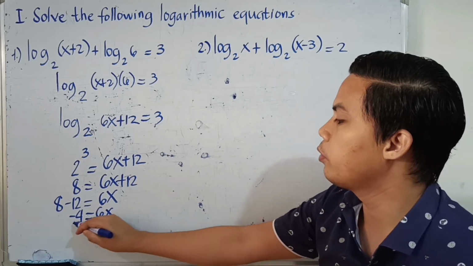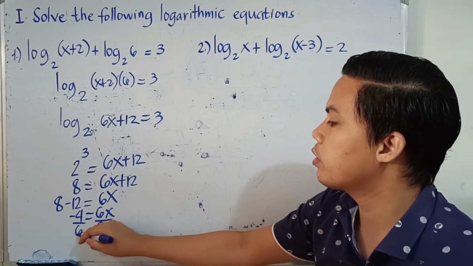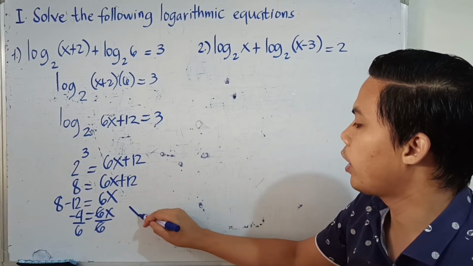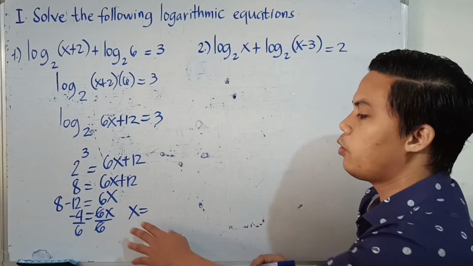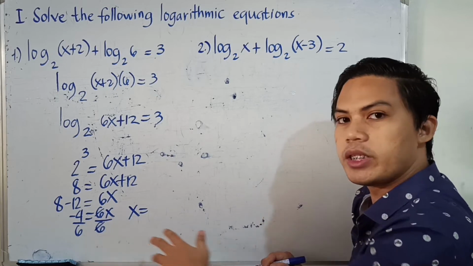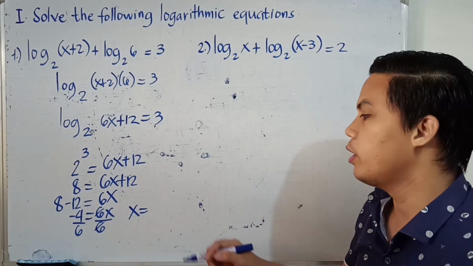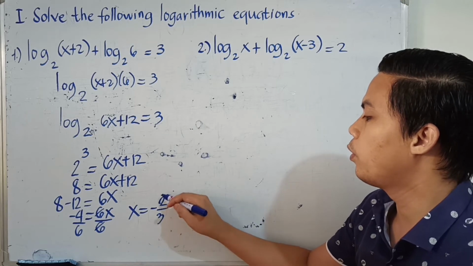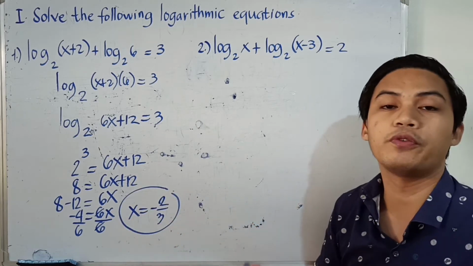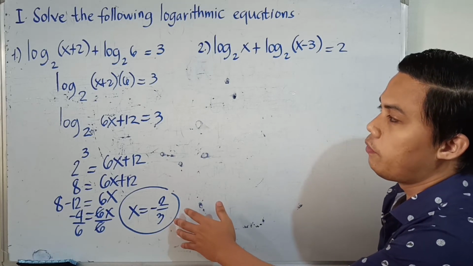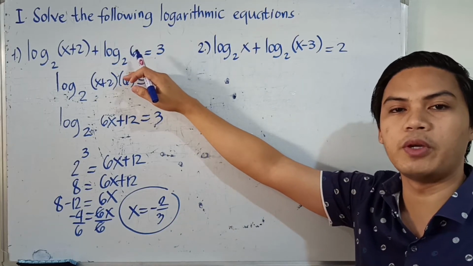And finally, we're going to divide both sides by 6. So x would be equal to negative 4 over 6. And negative 4 over 6 can still be simplified. Its lowest form would be negative 2 over 3. So this would be our final answer. And you can also check our final answer by substituting the value of x to the original equation.